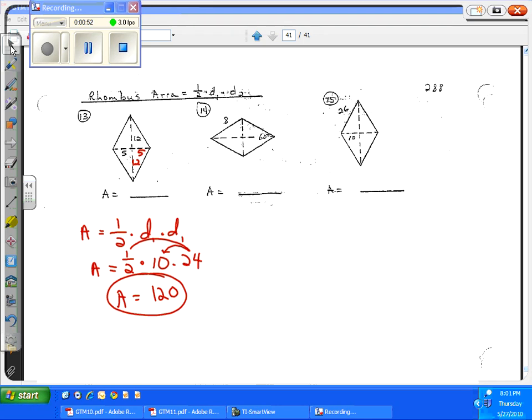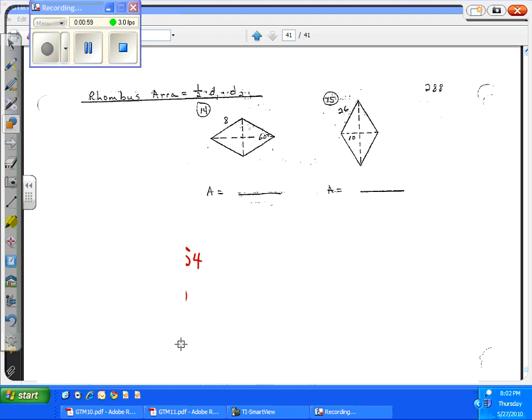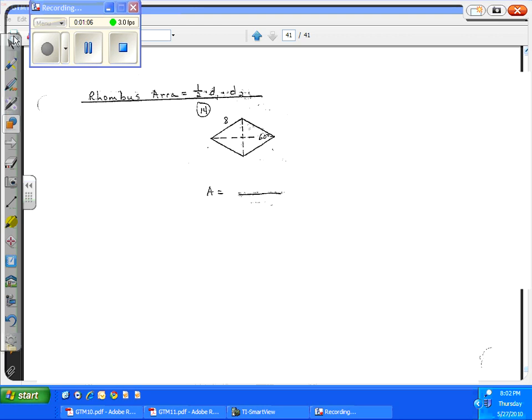Okay. Number 14. I'll move all this out of the way so we can focus on the problem at hand. So problem number 14, we want to find the area. Area of a rhombus is 1/2 times diagonal 1 times diagonal 2. So we get area equal 1/2 times, and we don't know either diagonal, so we've got to find the diagonals.